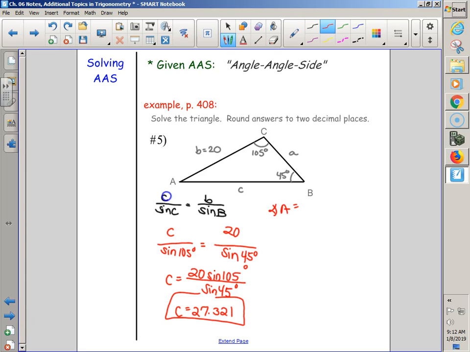Angle A, anybody already figured that one out? Yeah, because we have 105 plus 45 is 150. And what do all angles of a triangle add up to be? So that one must be 30 degrees. Okay. But what's the last thing we're missing? Side A. So I'm going to go ahead and say, A over sine of 30 degrees. If this was a decimal, I would try to include as many decimal places as possible to avoid error, but it's a perfect answer, so I'll just plug it in.